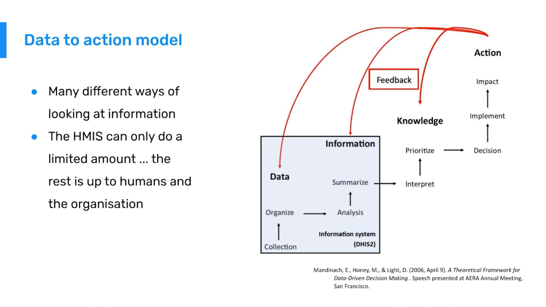So all of this is to say that the HMIS or DHIS2 is only able to do a limited amount of this entire process. The rest is up to humans and the organization, and how well that organization is structured with standard operating procedures, with clear protocols, clear actions to take at different points, will decide how good the actions are. You can have a perfectly organized and well-functioning health information system, but still have very little action. And the reason is because only half of the equation here, as you can see, is accommodated by the HMIS or DHIS2. Half of it, and arguably probably the most important half, is up to humans and the organization.